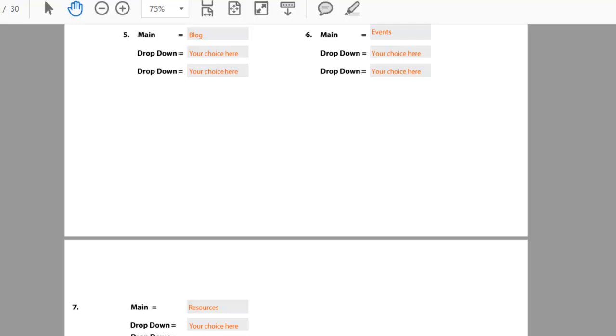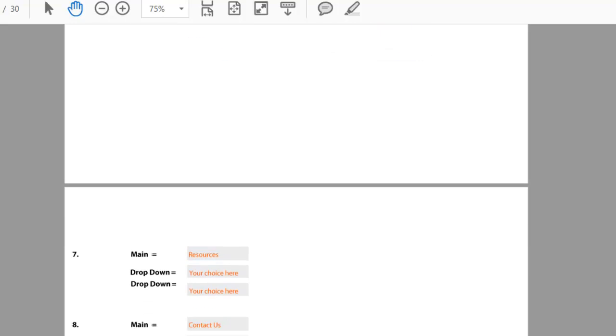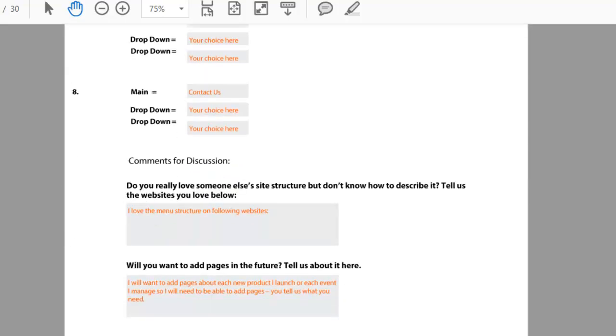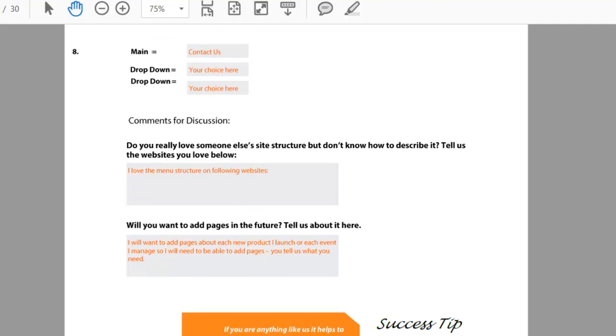If, of course, you've got a shop, then you'll want a shop page with payment gateways and e-commerce and product pages as well, and the ability for people to buy while they're on your site. So have a think about that. Have a look around. If you like someone else's site structure but don't know how to describe it, tell us the website you love below. So just pop in the URLs there, and that's really going to help your developer as well.